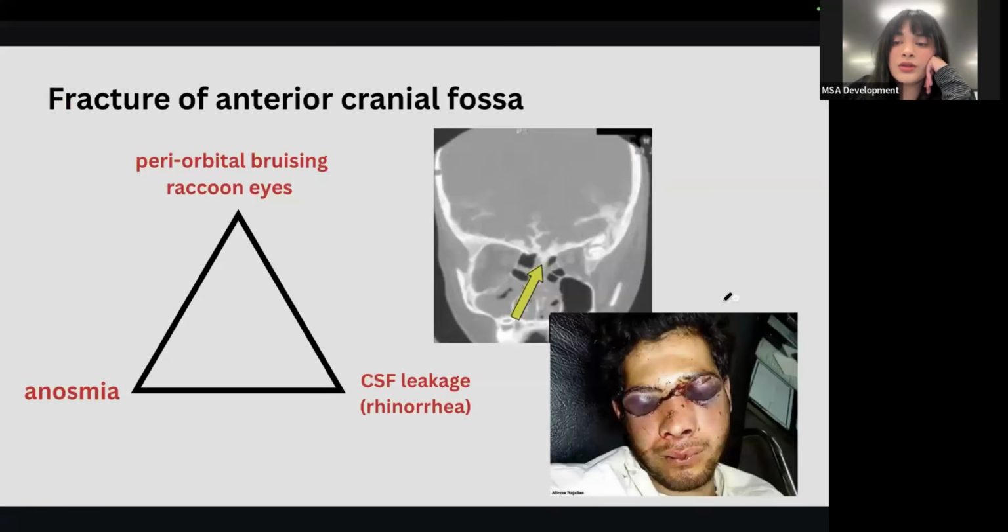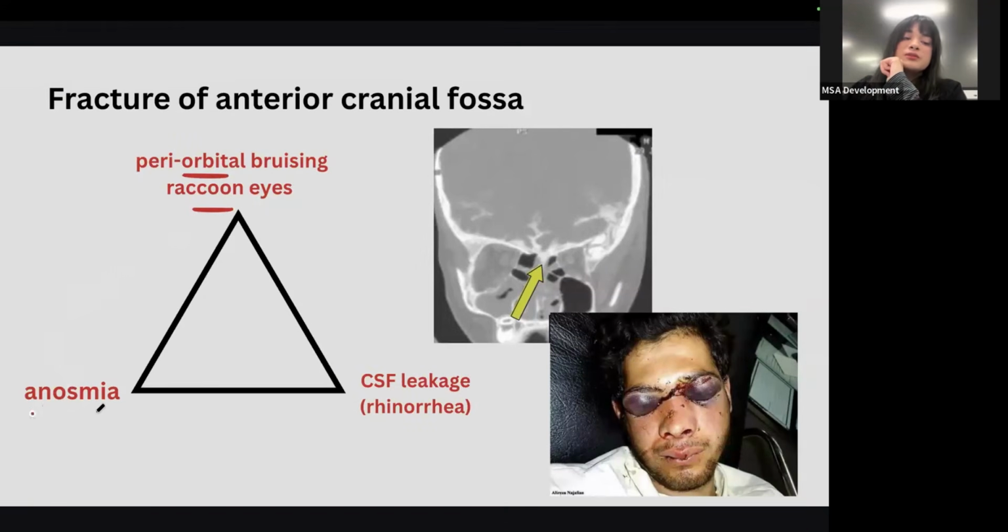Okay, moving on to fracture of the anterior cranial fossa. So what happens if you fracture the anterior cranial fossa? Okay, now this is very important. You're going to have periorbital bruising and raccoon eyes. This is because all the small arteries and veins are going to rupture when this is bruised. There's a bunch of veins and arteries, like the ethmoidal arteries and veins and small meningeal ones. And those are going to burst, and that's going to cause raccoon eyes.